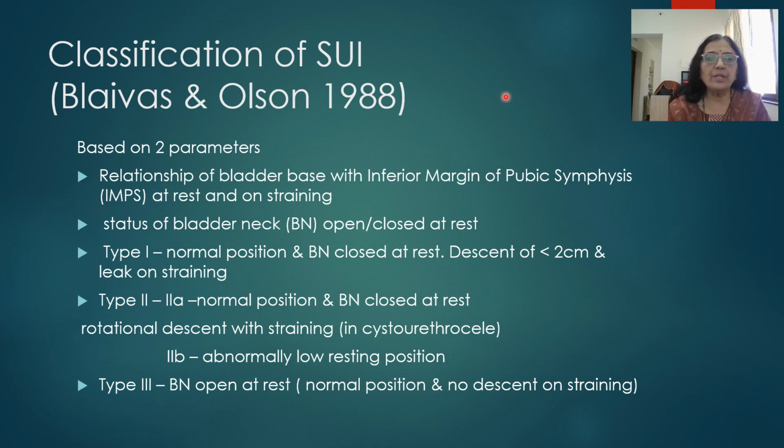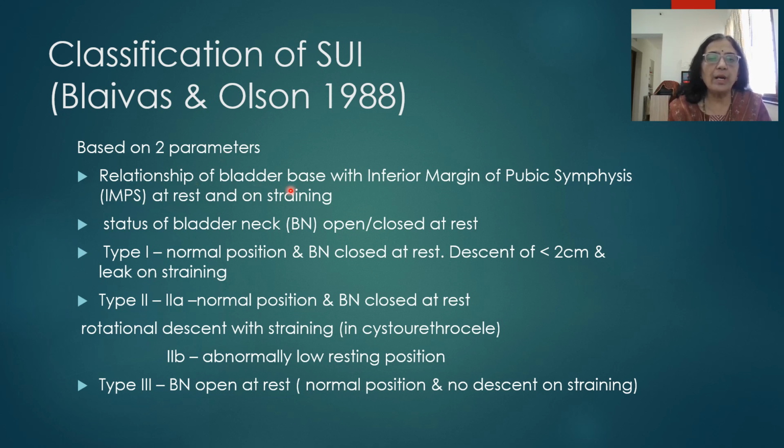Now, this is a classification of SUI which was introduced by Blaivas and Olson in 1988. And why I have included this is even Te Linde's Operative Gynecology talks about type 3. So we need to know what is type 1, what is type 2, and what is type 3 by this classification. Now, this classification is based on only 2 parameters.